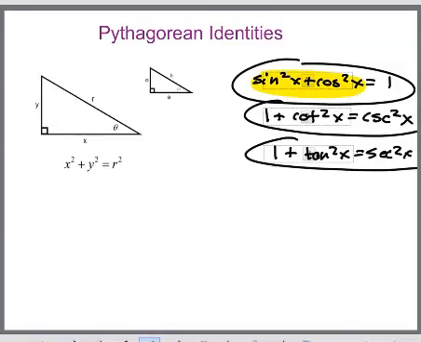So this is the main one. Sine squared plus cosine squared equals 1. But we can also divide everything there by sine squared, and we end up with this one. We can divide the original one by cosine squared, and we get that one. But again, the main point is anytime you see a 1 or a sine squared, cosine squared, any of them squared, think, oh, Pythagorean identities, I should go look at those.